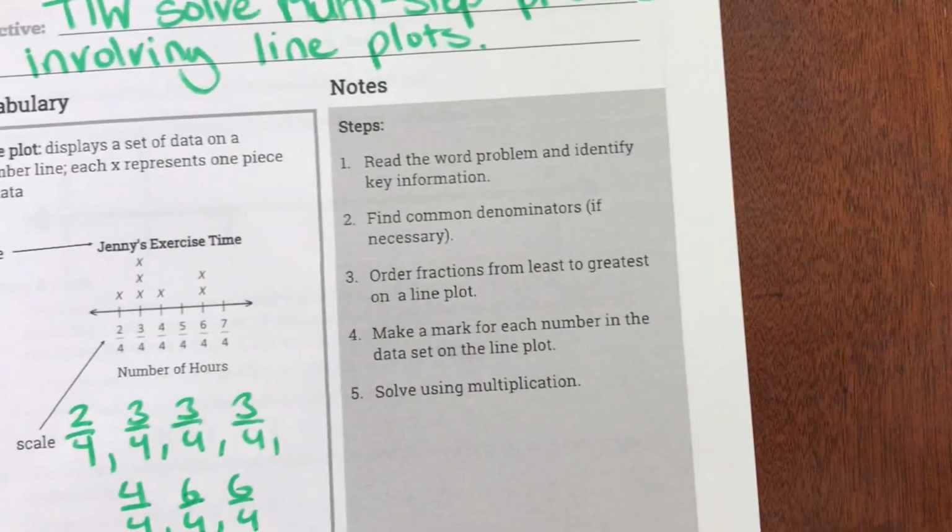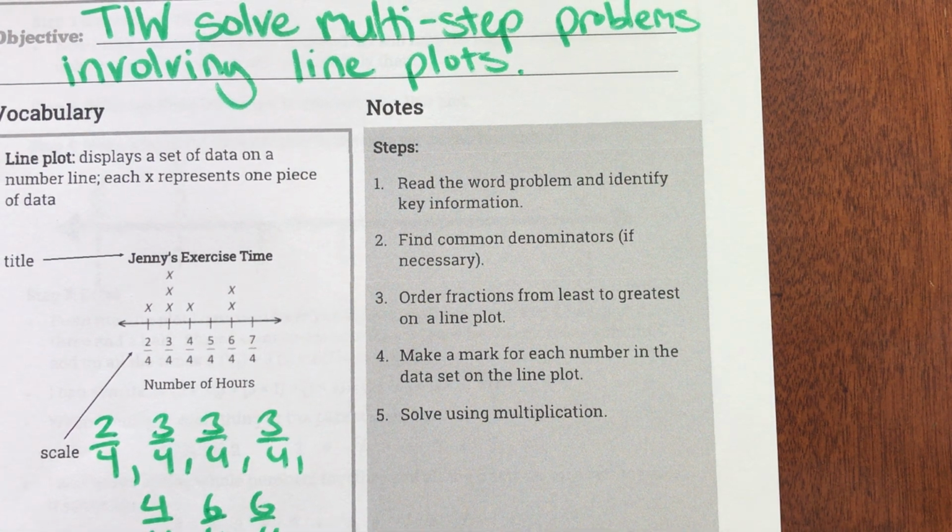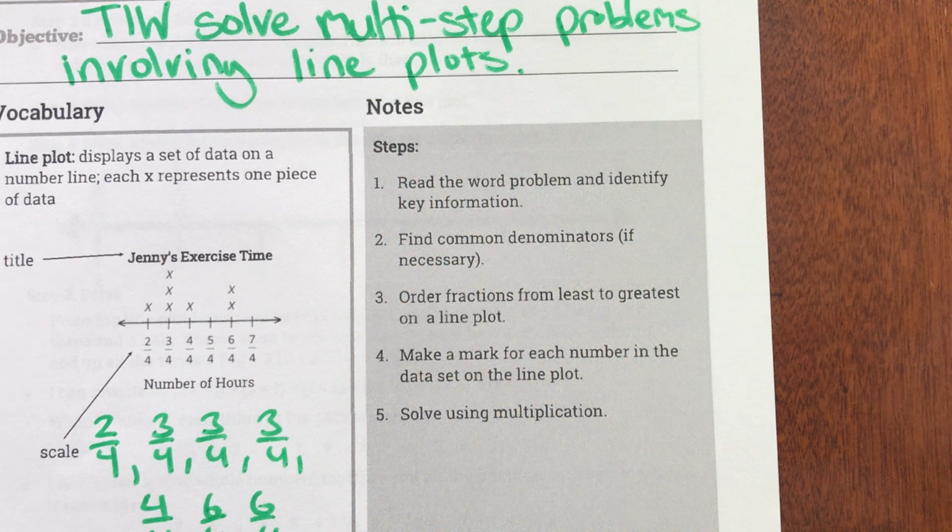Okay, so let's look at our steps because we're going to follow these pretty closely for the next few lessons. It says read the word problem and identify the key information. Find common denominators if necessary. It is going to be necessary. The only time it's not going to be necessary is if they gave them to you with common denominators. Okay, order fractions from least to greatest on a line plot.